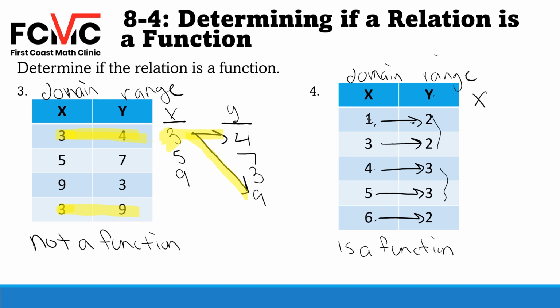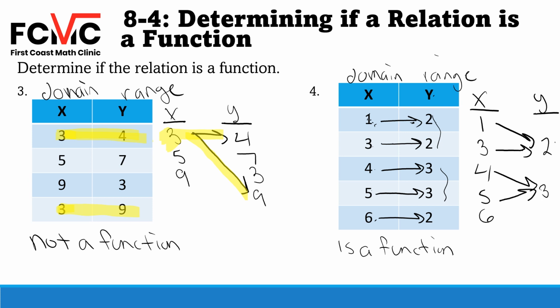But here, our unique x values are 1, 3, 4, 5, 6. Our unique y values are 2 and 3. And it doesn't really matter that we've got x paired with the same y value. Because the same x value is not paired with multiple y values, there's only one line coming off of each of these x values, this is not going to be a function. I mean, this is a function, excuse me. This is a function.